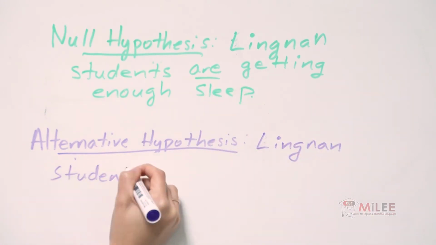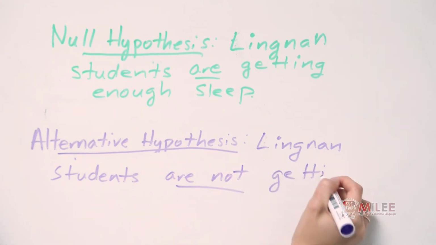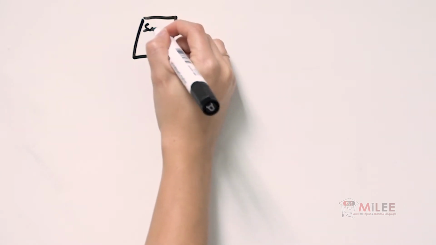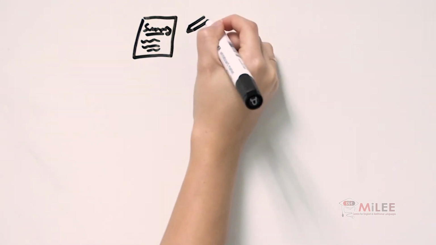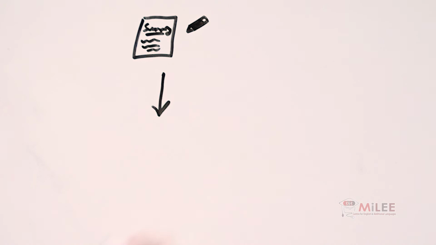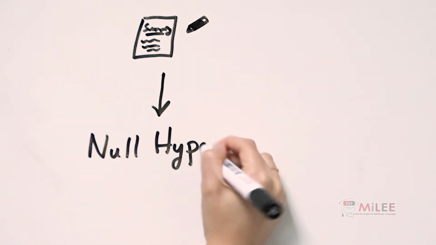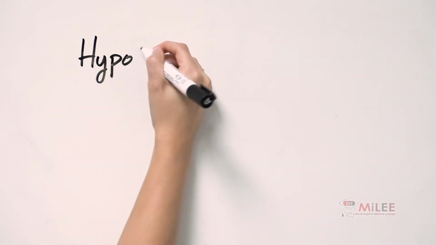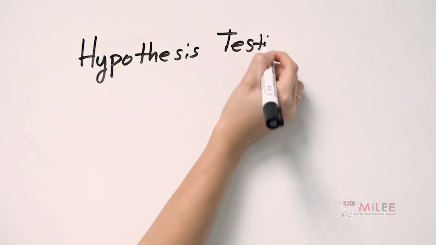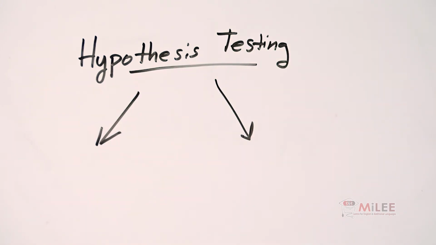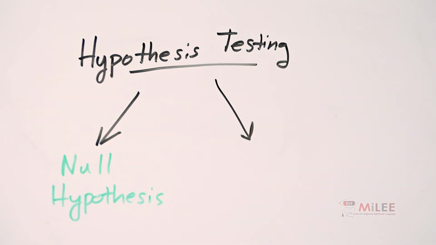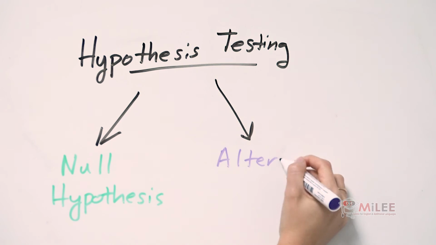If the data supports the null hypothesis, then the alternative hypothesis that students are not getting enough sleep must be rejected. If the data does not support the null hypothesis, then the null hypothesis that students are getting enough sleep is rejected. However, just because the null hypothesis is rejected does not necessarily mean that the alternative hypothesis is true. The alternative hypothesis is only accepted as true when further research is done.